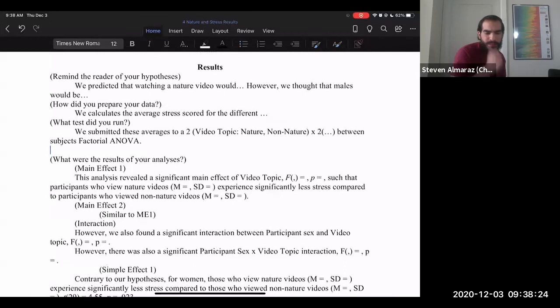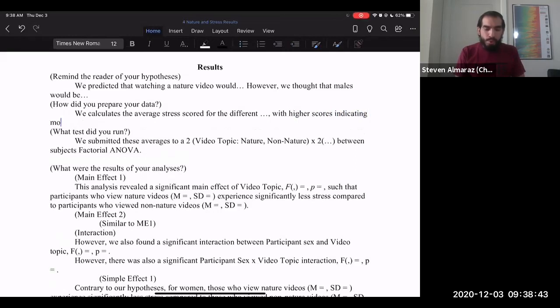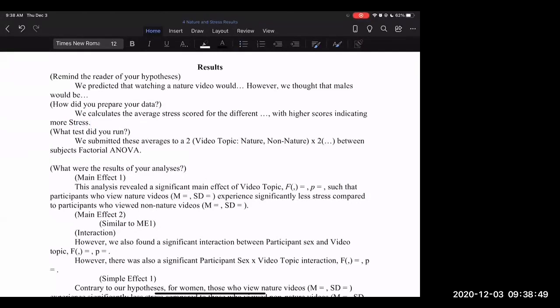Sure, let's see. We calculated average scores for the different groups of people or whatever, comma, with higher scores indicating more stress. Good point. Thank you. Thank you.